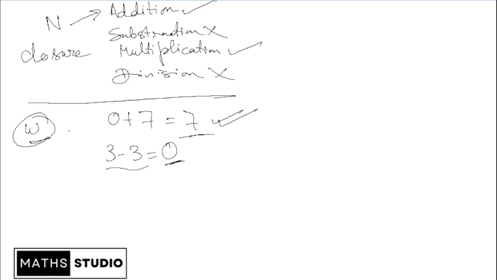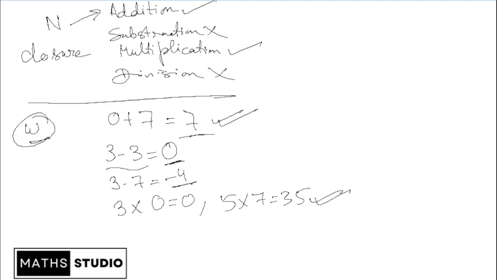0 is a whole number. So can we say it's following the closure property for subtraction now? Let us look for another example. 3 minus 7. It will be minus 4. So minus 4 is not part of whole number. So for whole numbers, subtraction will still not be following the closure property. Let us see for multiplication. 3 into 0 will be 0. 5 into 7, 35. So for multiplication, it will follow the closure property. For division, of course, it will not follow the closure property.